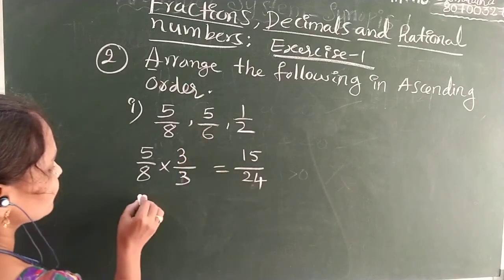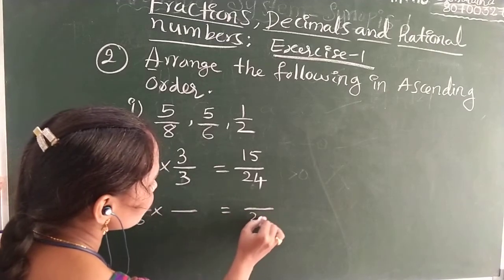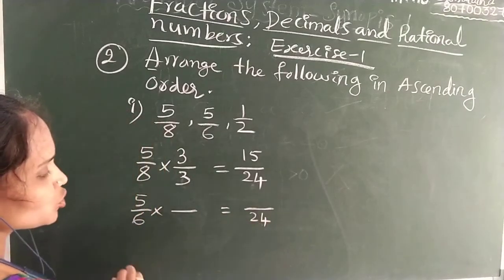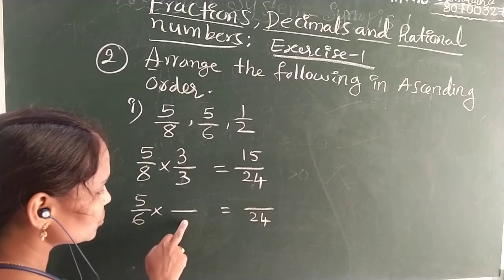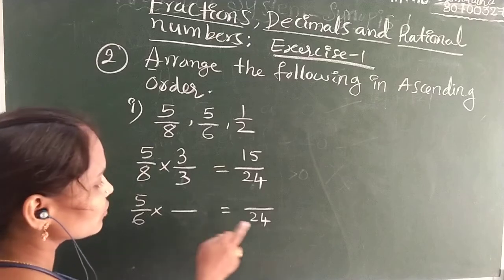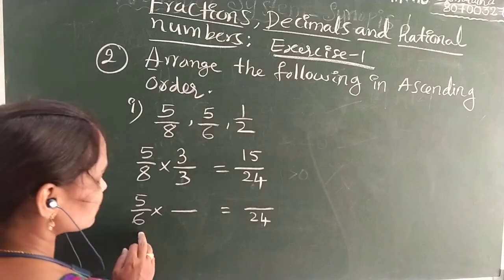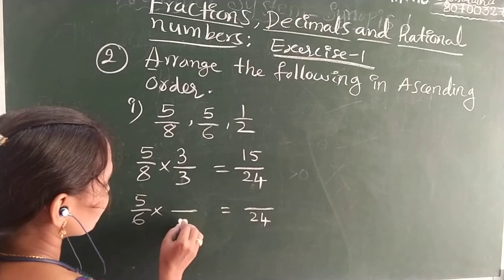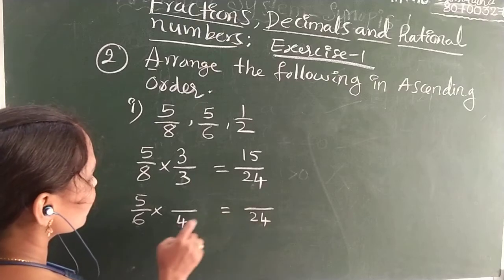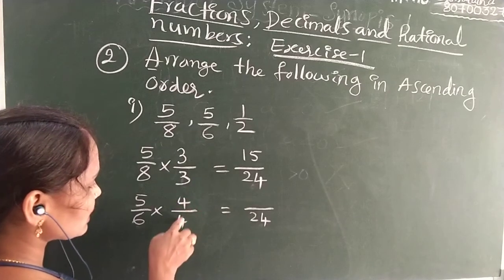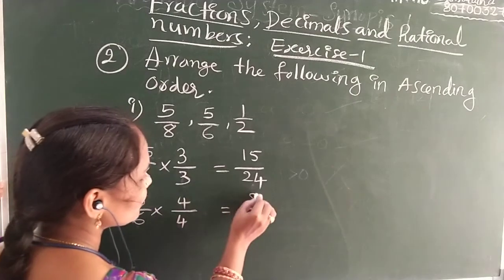Next, 5 by 6. For this fraction also we take 24 as the denominator. For 6, which table can you take and multiply to get 24? The 4 table. 6 4s are 24. Now whatever table you take here, the same table you take for the numerator also. Now multiply: 5 4s are 20.